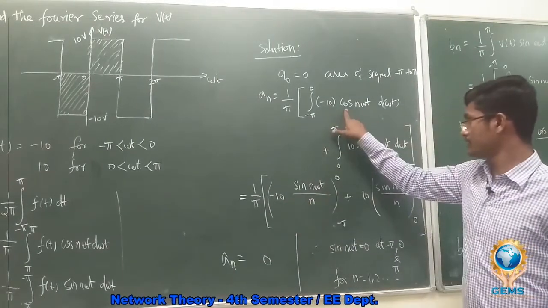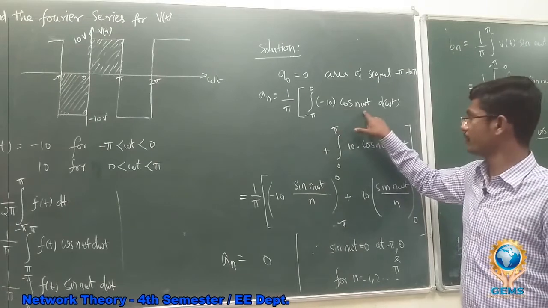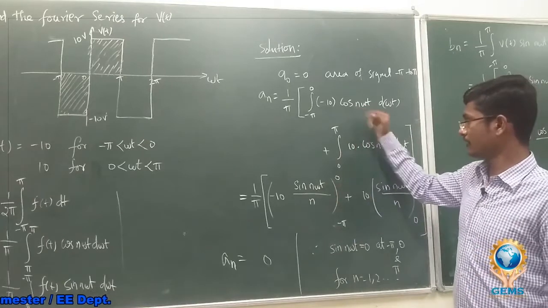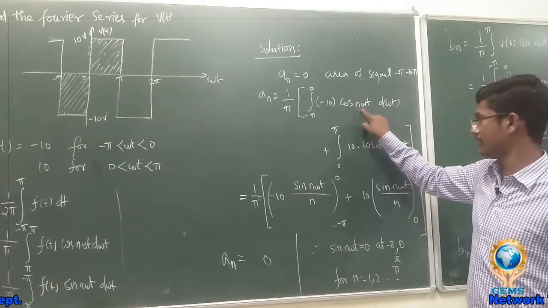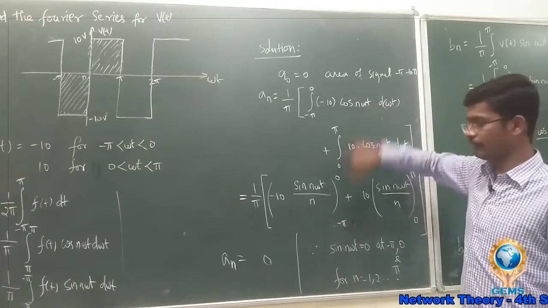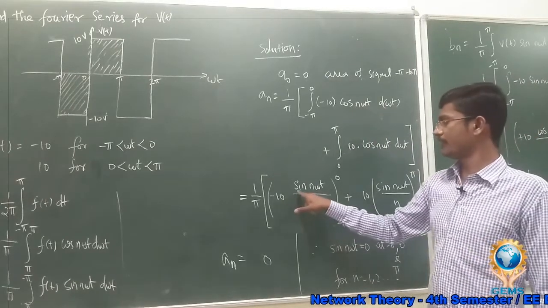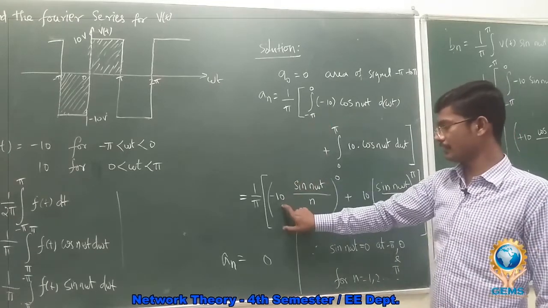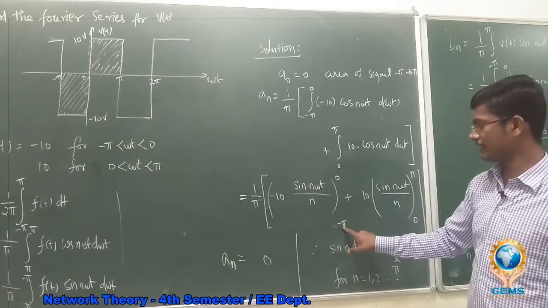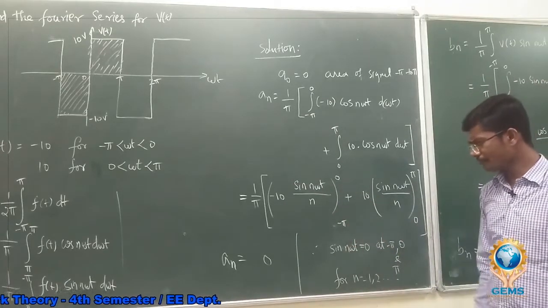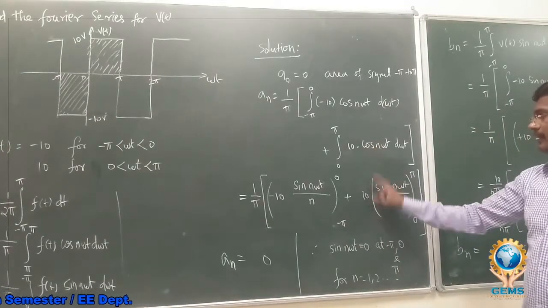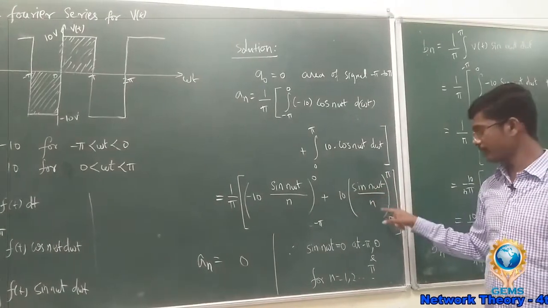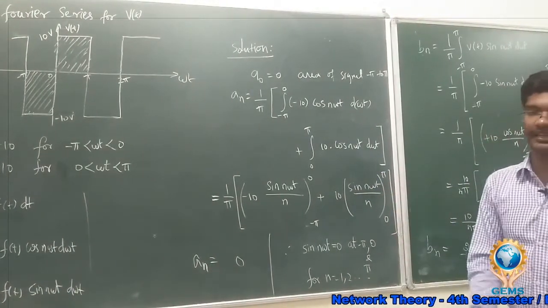If you integrate cos n omega t, you get sin n omega t divided by n; the constant value will remain there. Then we apply the limit minus pi to 0, plus, here 10 we can take outside, and if you integrate cos n omega t, you will get sin n omega t divided by n. Now we are going to apply the limit.